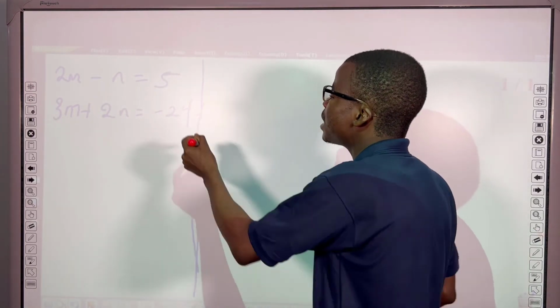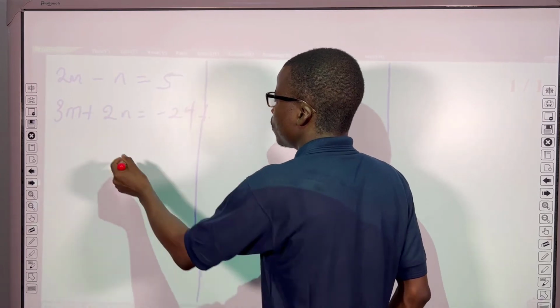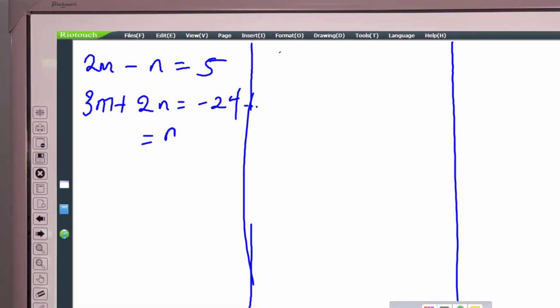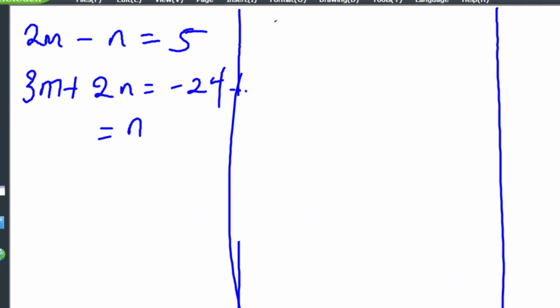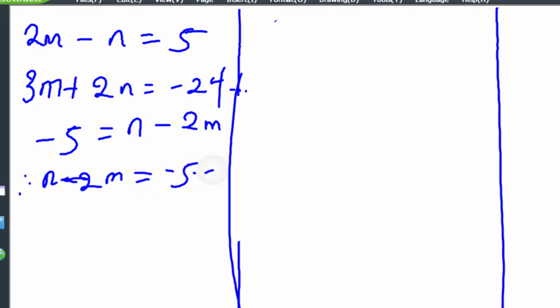So, we could rewrite equation 1: n comes to this place as a positive n, then plus 2m comes to this other side and becomes a negative 2m, then 5 comes here and becomes minus 5. In other words, we can write equation 1 as n minus 2m equals minus 5. This is our equation 1. Then, don't forget this is our equation 2: 3m plus 2n equals minus 24.